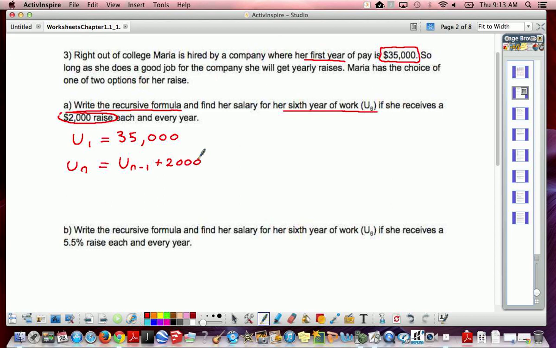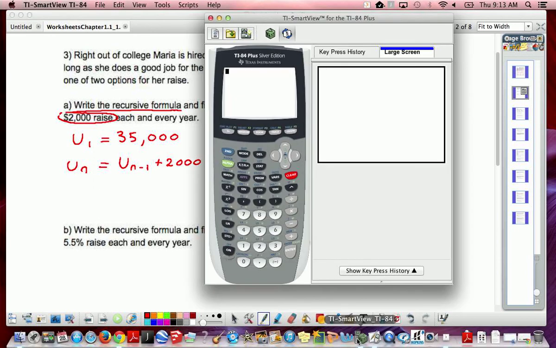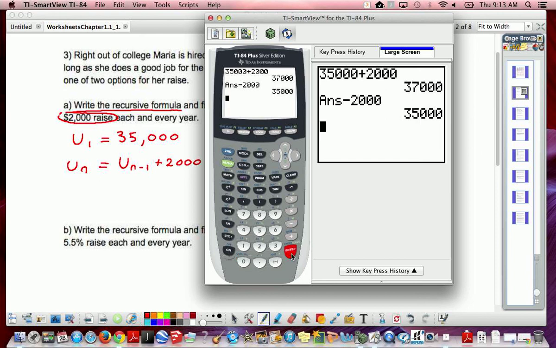So now we want to find U sub 6. So again, this is where we're going to use our calculator and use that last answer feature. So we're going to start with 35,000. Note that that is her first year. We're going to add 2,000. Hit enter. We know that's how much she makes in her second year. Do it again.